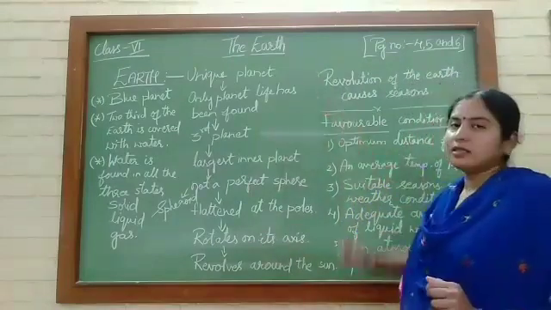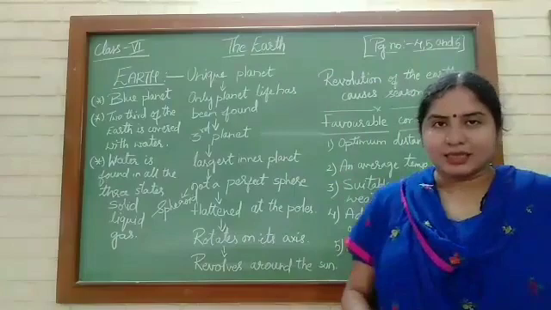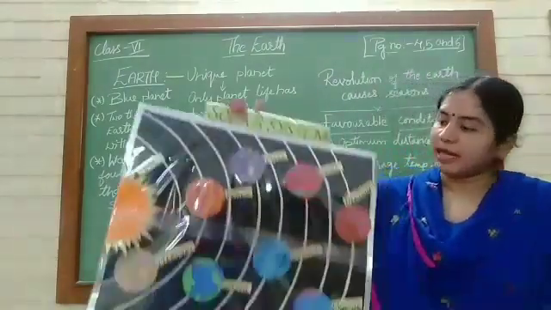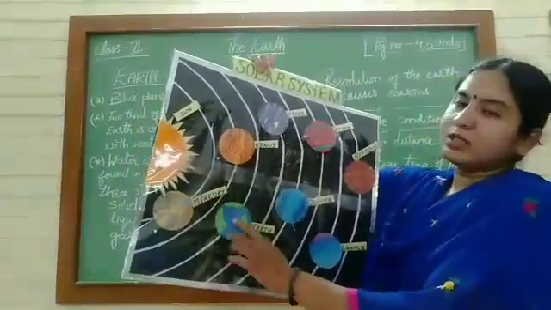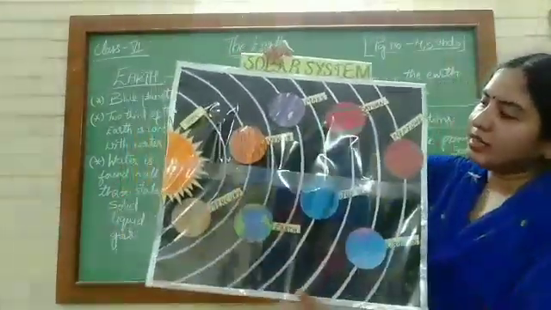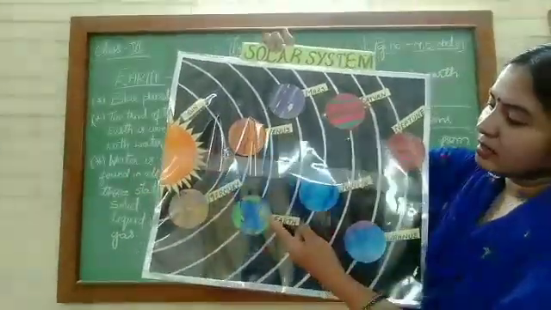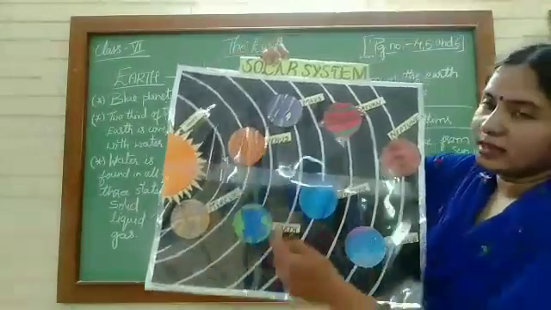Now we will start from the earth. By hearing earth, easily you can say that earth is a planet. What is earth? Earth is a planet, and it is the third planet in the solar system. I think you can see clearly in this chart. I am holding the chart in my hand. Here is the sun, and earth is the third planet in the solar system.